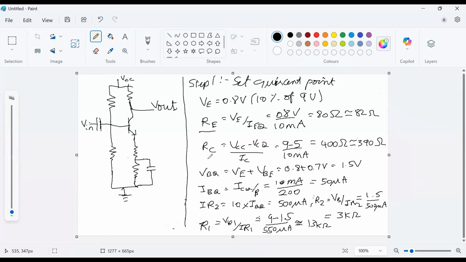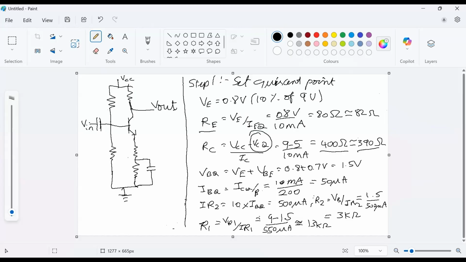Then we get the collector resistor RC. In order to get RC, we are calculating using the formula VCC minus VCQ divided by IC. VCQ here is chosen to be 5 volt because we want equal swing of the output waveform on both sides of the quiescent point. So hence we are choosing a midpoint. So RC is given by 9 minus 5 by 10 milliamp, which is equal to 400 ohms. And to choose a standard value, we are choosing 390 ohms.